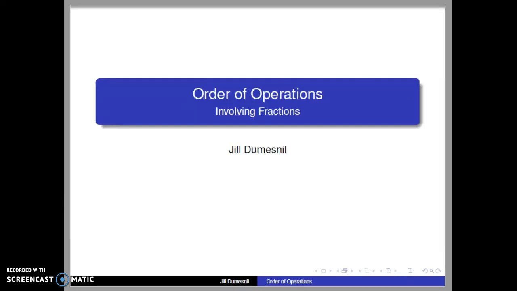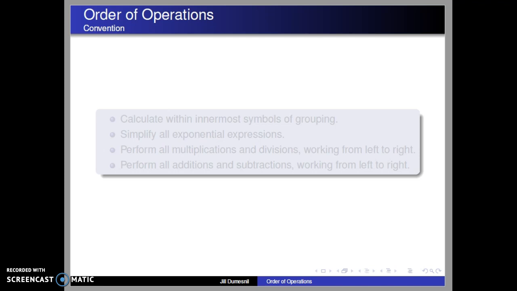How does the order of operations apply to fraction problems? Recall that the order of operations is a convention that has been adopted to remove ambiguity from calculations. First, we calculate within symbols of grouping, working from the innermost grouping outward. Symbols of grouping include parentheses, brackets, braces, as well as big fraction bars, absolute value bars, and radical signs.